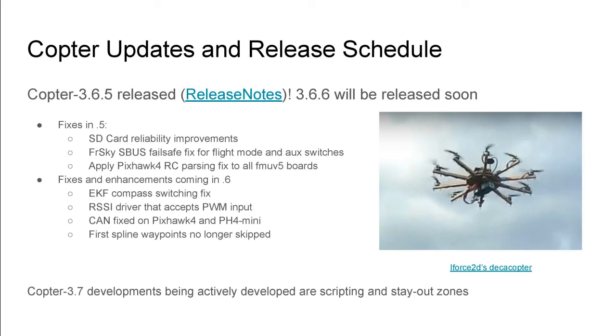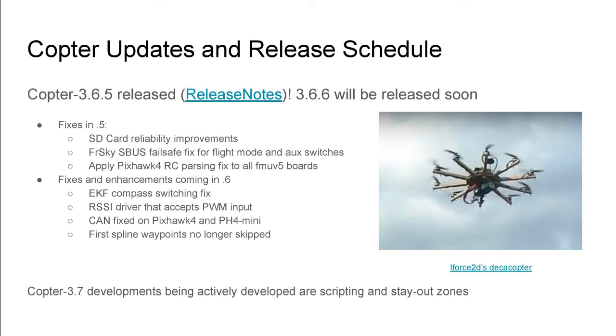A couple of other small things in this release. We have an RSSI, a receiver signal strength driver that accepts a PWM input on any channel. That's most likely going to be used as a fuel gauge, but in any case, that's in there. We've got the CAN port fixed on PixHawk 4 and PixHawk 4 Mini. And we also fixed a bug with spline waypoints: the first spline waypoint could be skipped, but that is now resolved in 3.6.6. So like I said, that will be released hopefully later this week as the official version, and we highly recommend people upgrade to it once it's available.